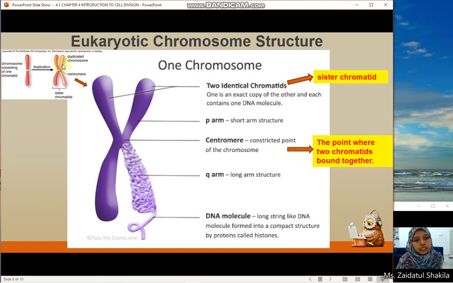There are a few terms that you need to know for cell division. For example, sister chromatid. A sister chromatid can be defined as an exact copy of the other, and each contains one DNA molecule. And then there's the centromere. The centromere is the point where the two chromatids are bound together. And this is the P arm and Q arm, and this is the DNA molecule that coils up and is tightly packed into a shorter form of chromosome.